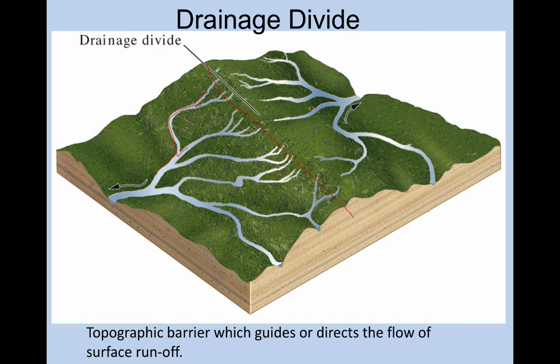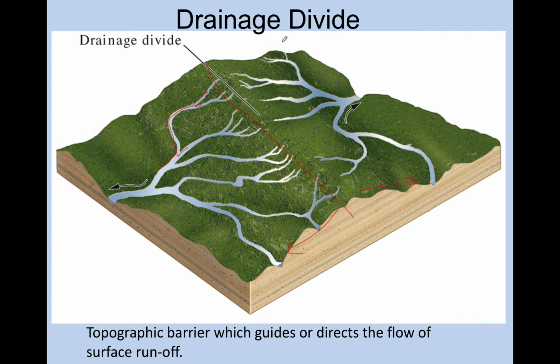This divide is really just a high spot, and it doesn't have to be very high. It could be 20 feet high over a region. It could be thousands of feet high, and I'll explain that in a minute. It doesn't take much of an elevation change. It just changes the direction of slope. So here the slope is off to the right, and here it's off to the left.